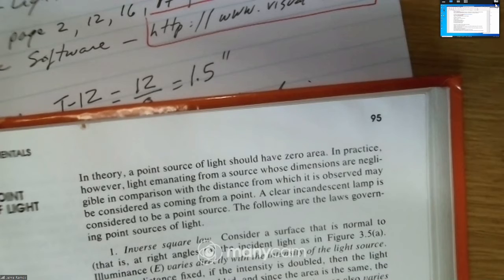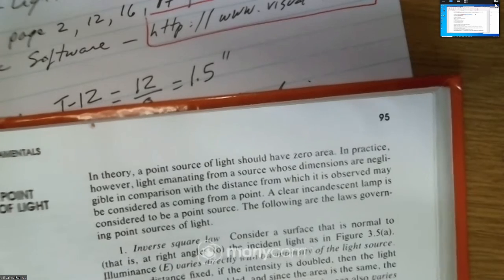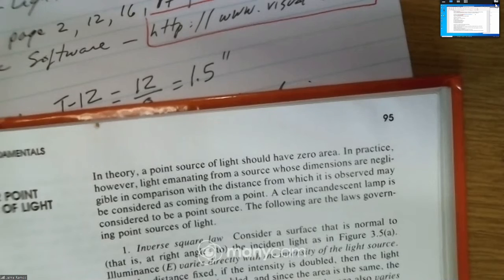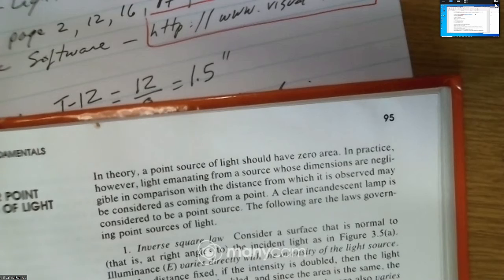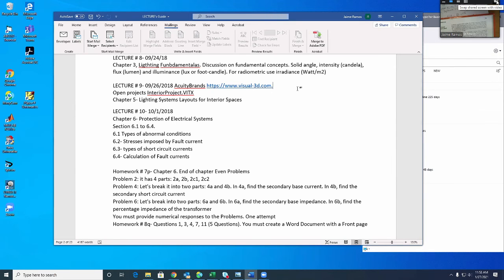Then in chapter 3, again, we discuss those fundamental concepts. Then we look at this software, Acuity Brands. Okay. So we are not doing any projects on lighting projects. Next time we are going to discuss chapter 5, lighting systems, layouts for internal spaces.